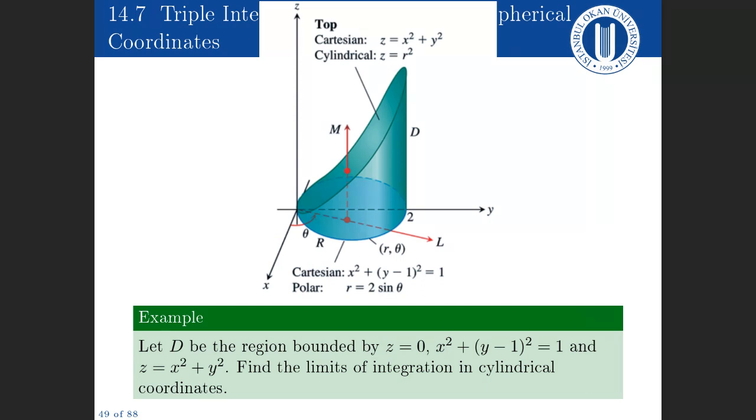Let D be the region in the picture. That's the region which is bounded by z equal to 0 on the bottom. It's bounded by x squared plus (y minus 1) squared is equal to 1 on the sides. That's a cylinder. And it's bounded by z is equal to x squared plus y squared on the top. Find the limits of integration in cylindrical coordinates.